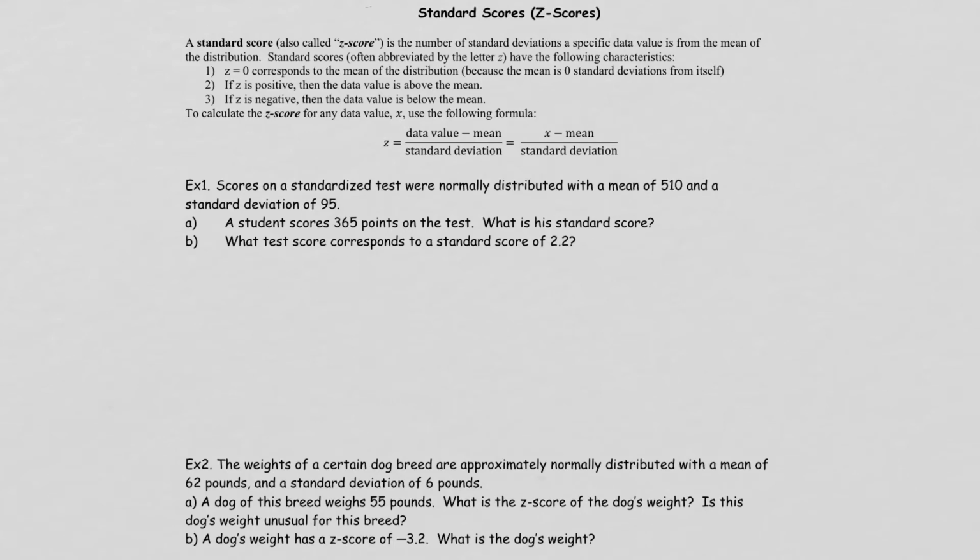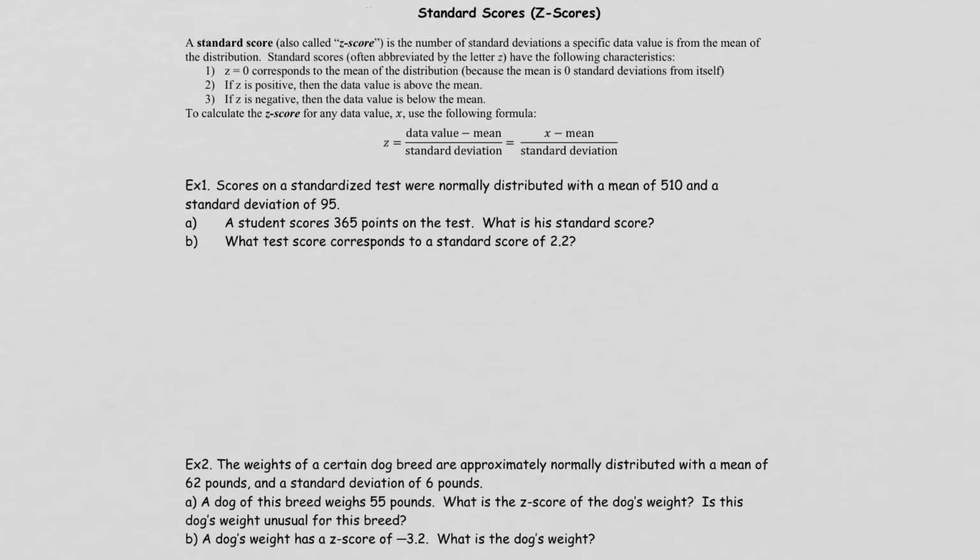This lesson we're going to go in a little deeper with the normal distributions, and we're going to look at the standard score, or otherwise the z-score, right? So your z-score is the data value minus the mean over the standard deviation. That's how you're going to find the z-score.